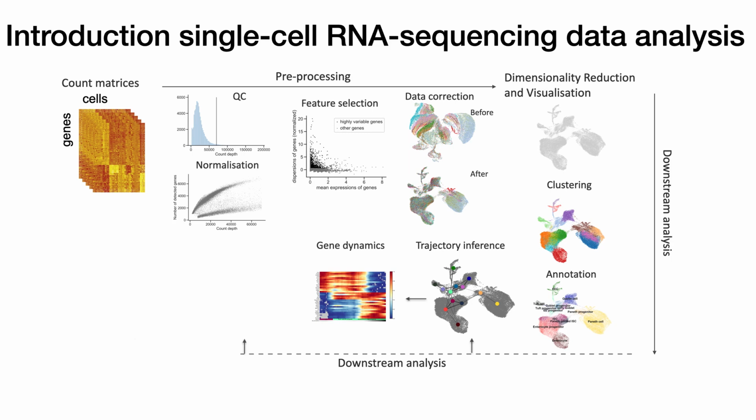Furthermore, when you have different conditions in your data, you would like to know what is changing in a certain cell type upon disease versus healthy. So this is a typical question that you ask for in differential expression. So which genes change across groups?